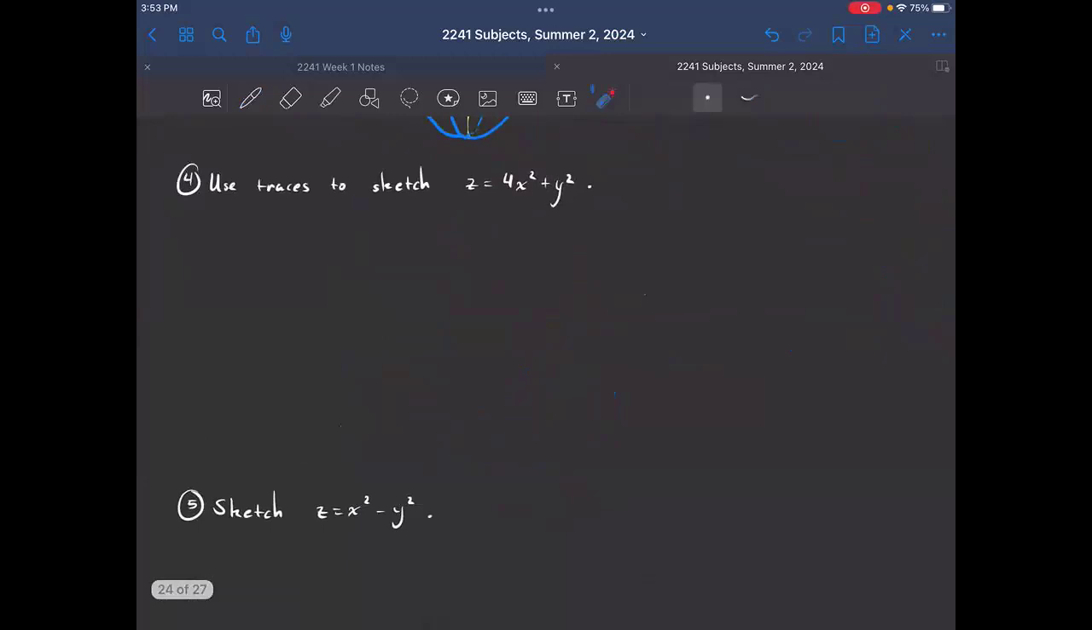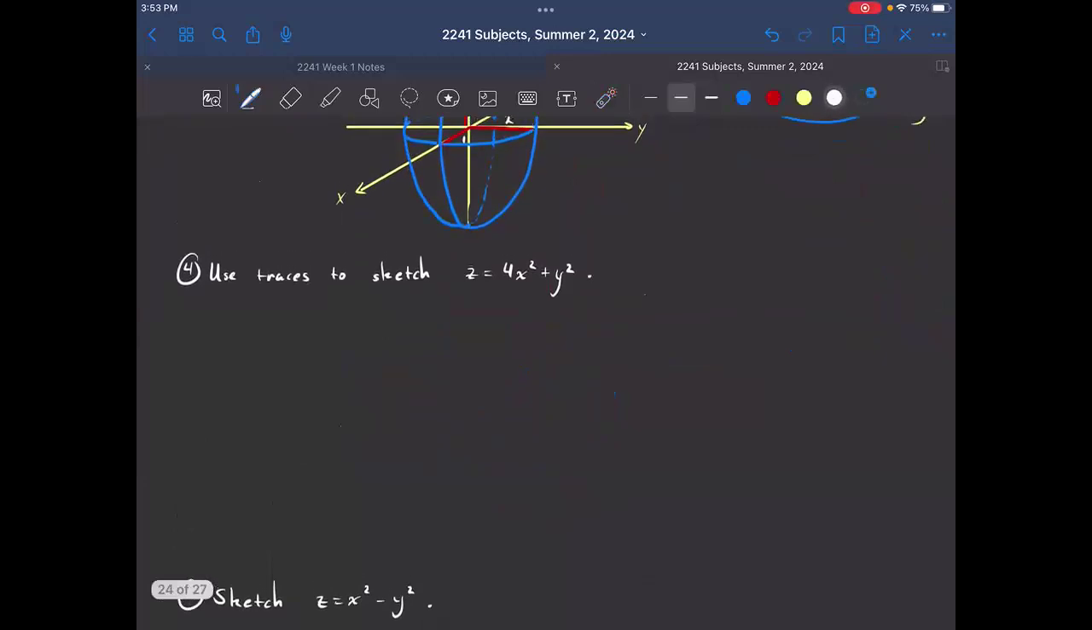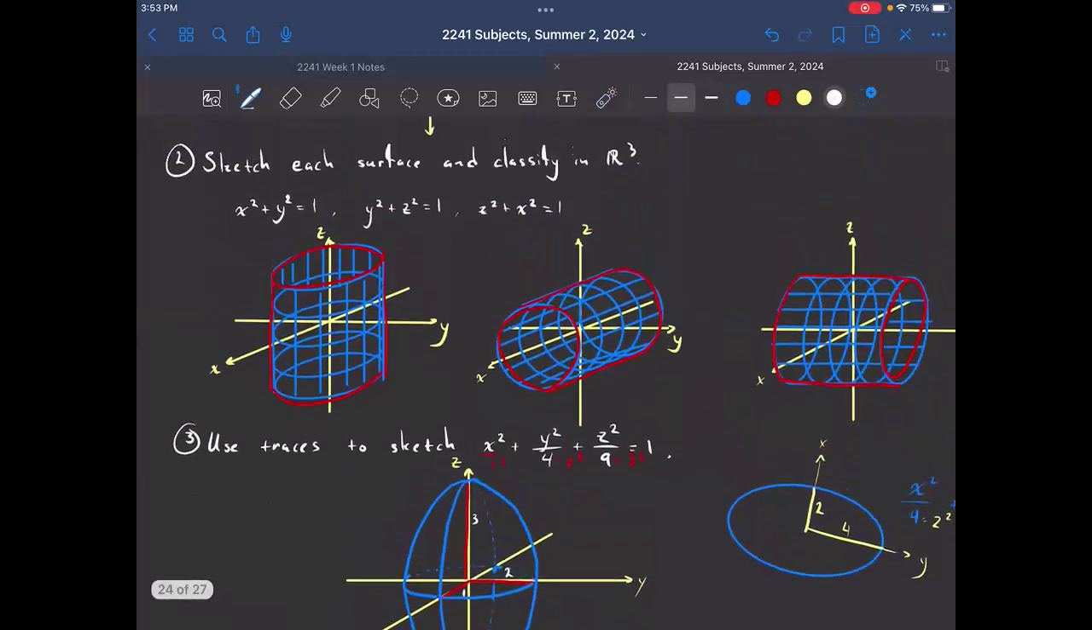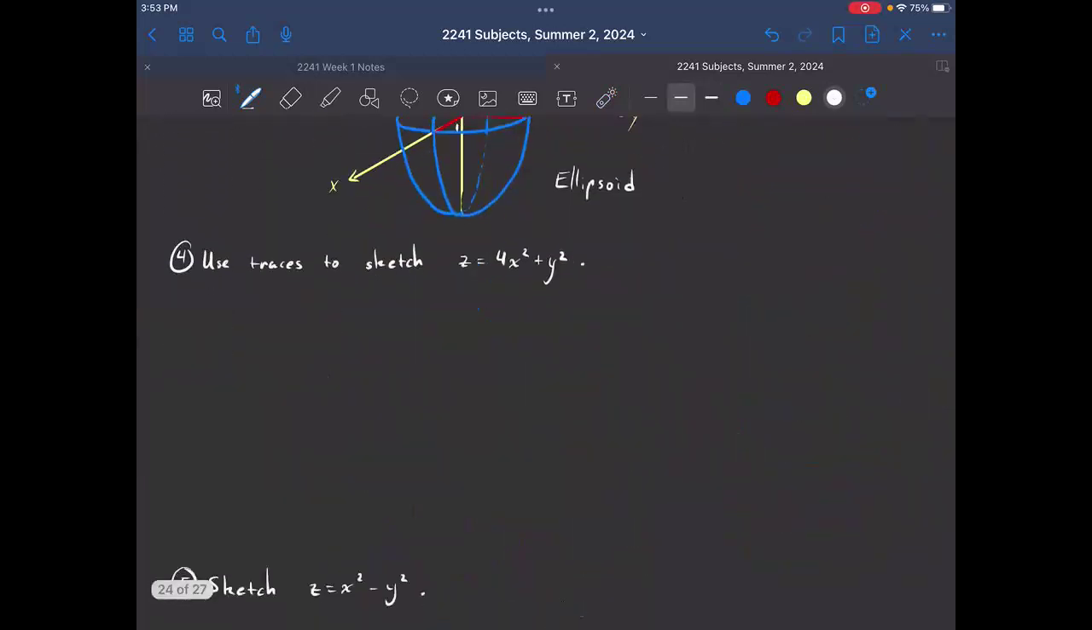All right, problem 4. Use traces to sketch this one. Oh, I didn't write down this as an ellipsoid, so we might as well do that. Ellipsoid. Keep forgetting to classify these. Oh, and we didn't classify these as well, did we? So these are circular cylinders. They're elliptical cylinders, but ellipses that are circles.